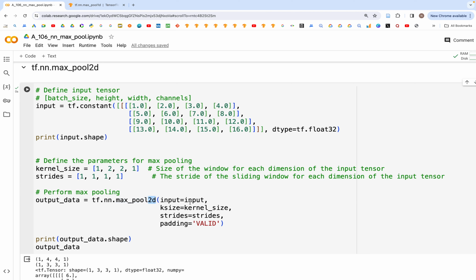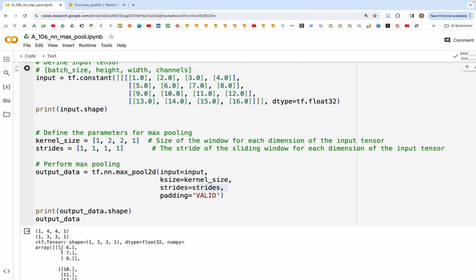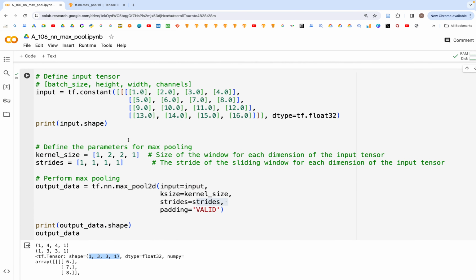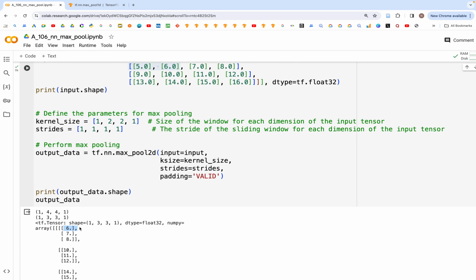And here the input arguments have input is equal to input, ksize is equal to kernel size, strides is equal to stride, padding is equal to valid, and when we run this, we get the output as we see. The output tensor is of shape 1 by 3 by 3 by 1, and what we have here is we are taking the max value of these values 1, 2, 5, 6. So 6 is the max value, that's what we have here.